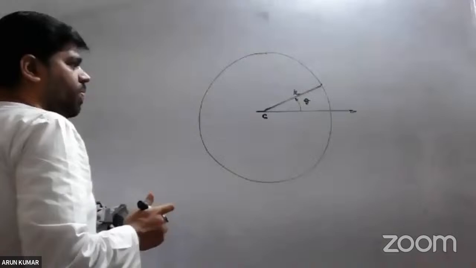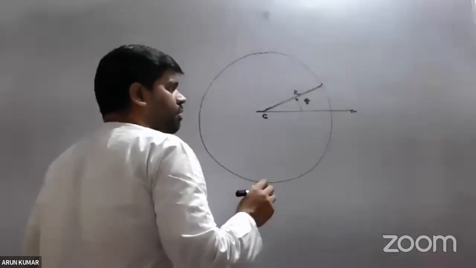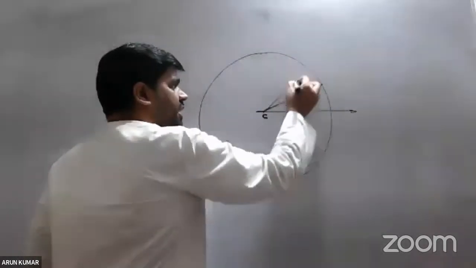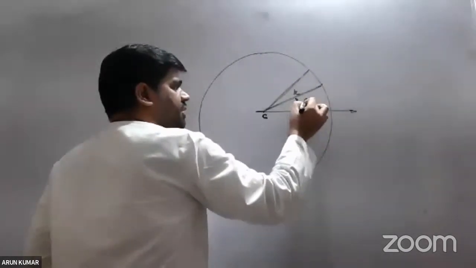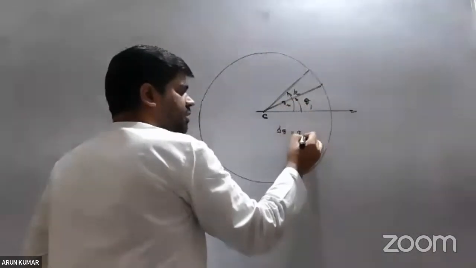Alright. Now, angular displacement is the change in angular position. If this is theta 1 and this is theta 2, delta theta is theta 2 minus theta 1.